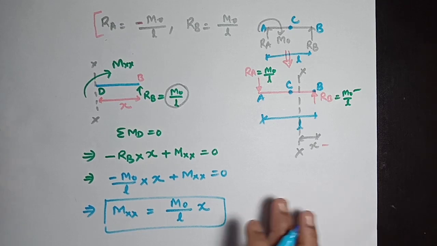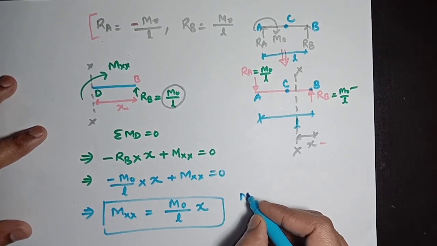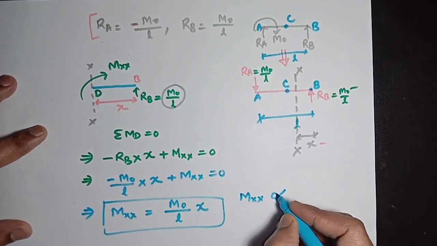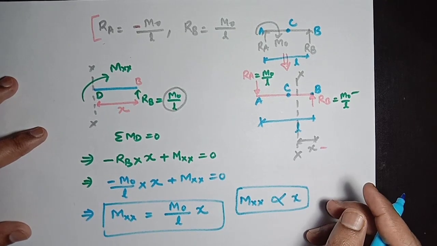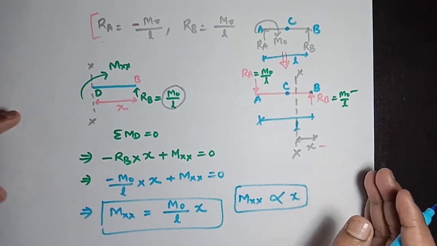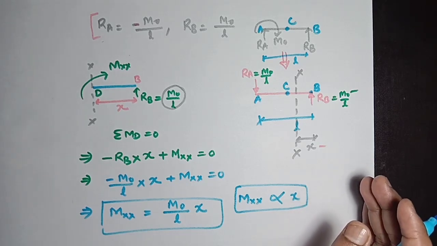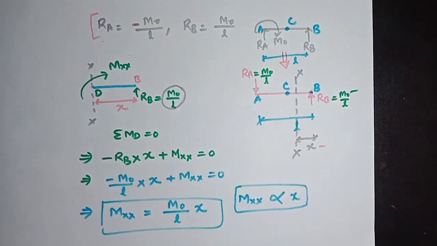Its Mxx is directly proportional to x. Mxx is directly proportional to x. It means the moment at any section from point B is varying linearly. So you can see the bending moment diagram will be of triangular shape.